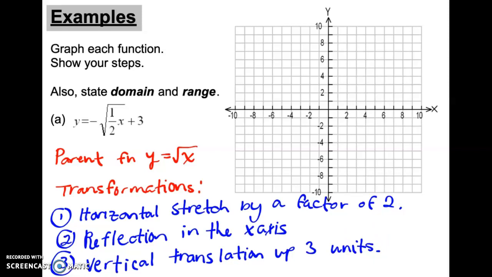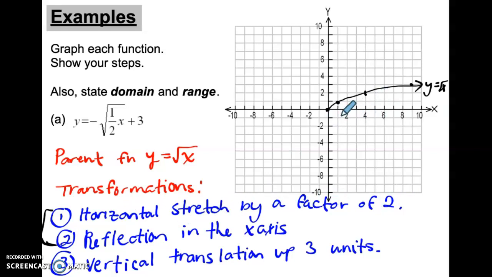So I'm going to start by drawing out my base graph, which is my basic square root function. So that's (0, 0), (1, 1), (4, 2), (9, 3). That is my basic square root function, and now I'm going to apply all of these transformations to it. You can apply the first two together, or you can apply them separately. So the first transformation is a horizontal stretch by a factor of 2.